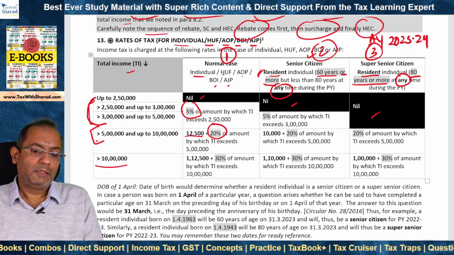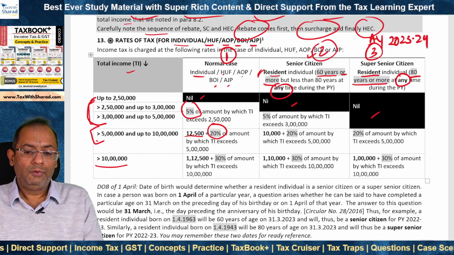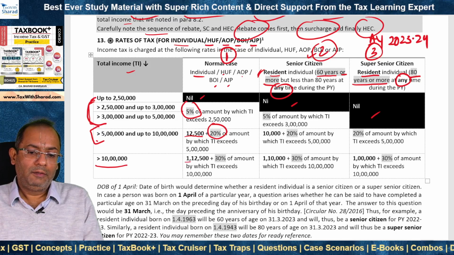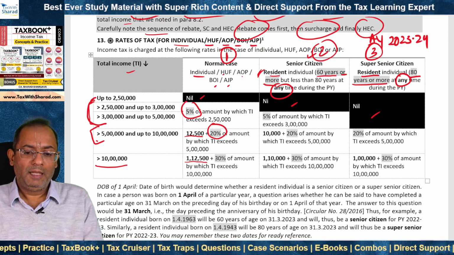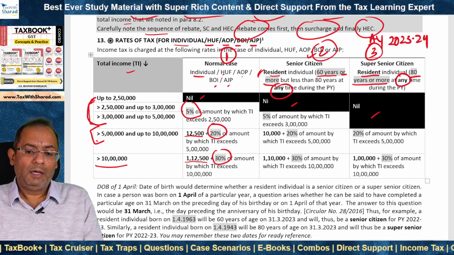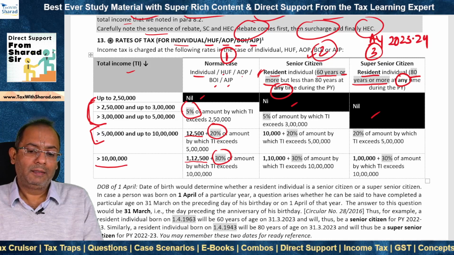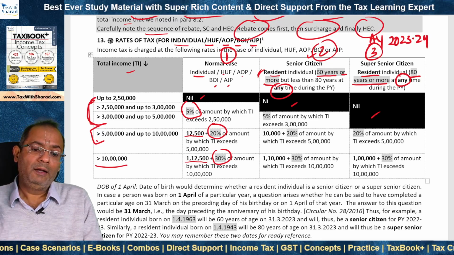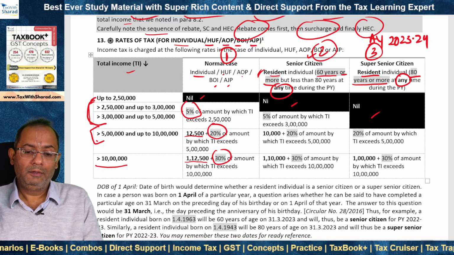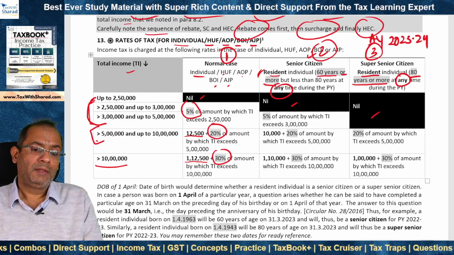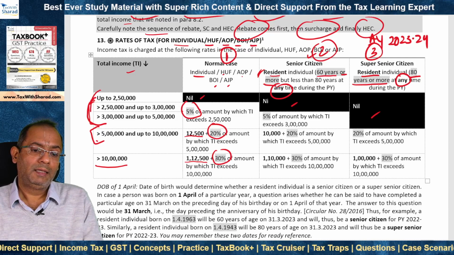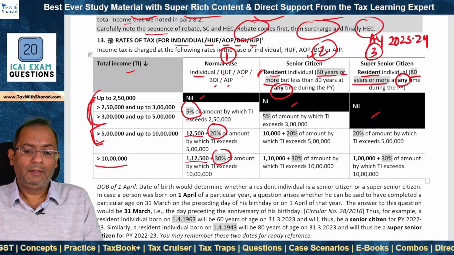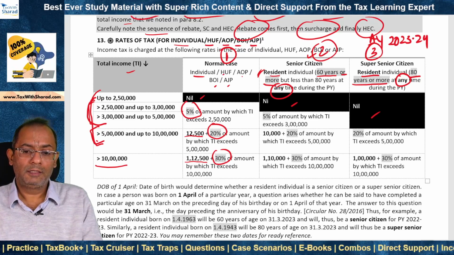Where the total income exceeds 10 lakh, what we do? The amount of tax is 1,12,500 plus 30% of amount by which total income exceeds 10 lakh. So total income minus 10 lakh, 30% of that, and you add 1,12,500 to that. What is 1,12,500? It is basically the amount of tax up to the total income of 10 lakh rupees, and therefore we are adding this amount here. This is the normal case.